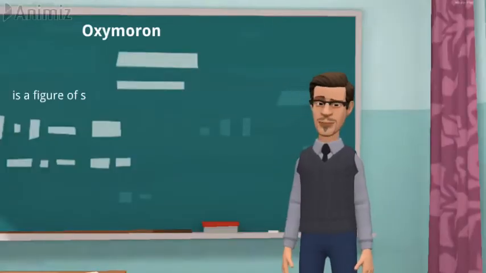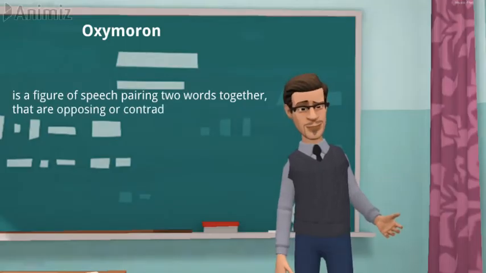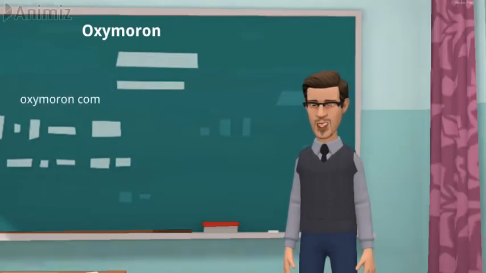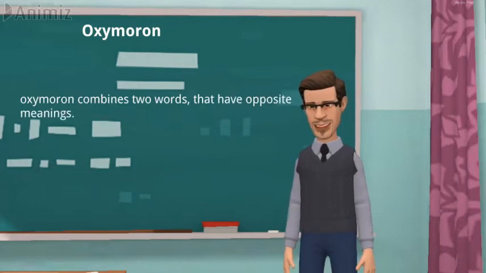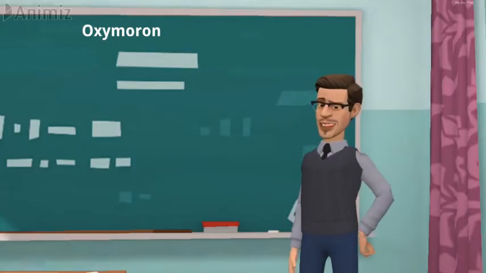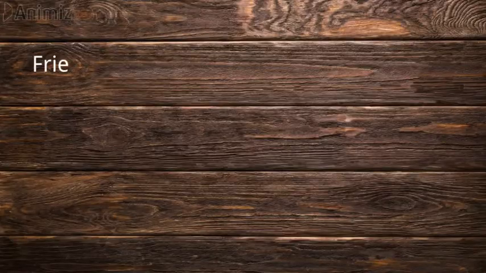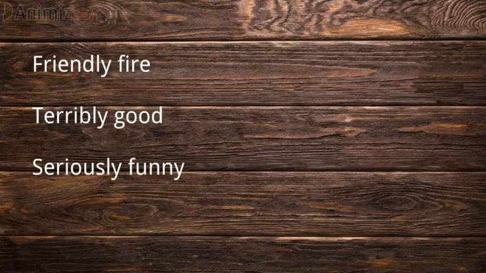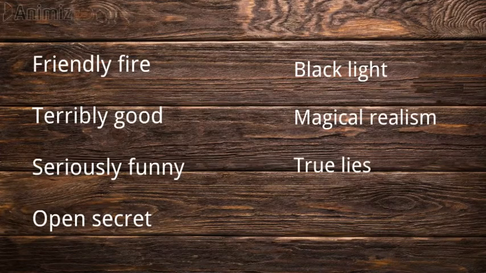Oxymoron is a figure of speech pairing two words together that are opposing or contradictory. Therefore, oxymoron combines two words that have opposite meanings. In literature, it has the effect of creating an impression, enhancing a concept, and even entertaining the reader. Here are some examples of oxymoron: friendly fire, terribly good, seriously funny, open secret, black light, magical realism, and true lies.